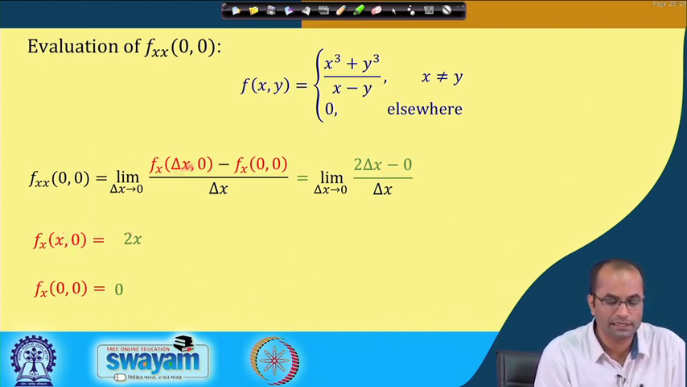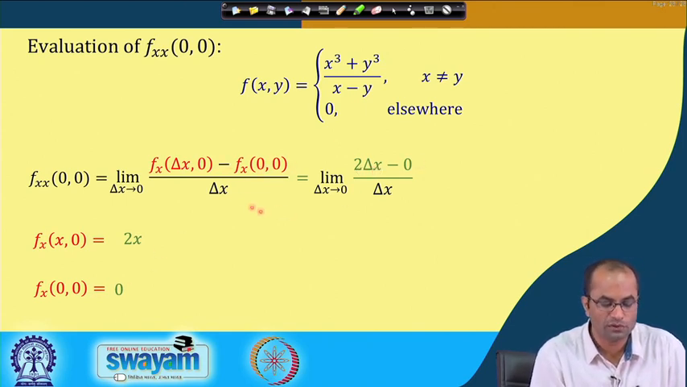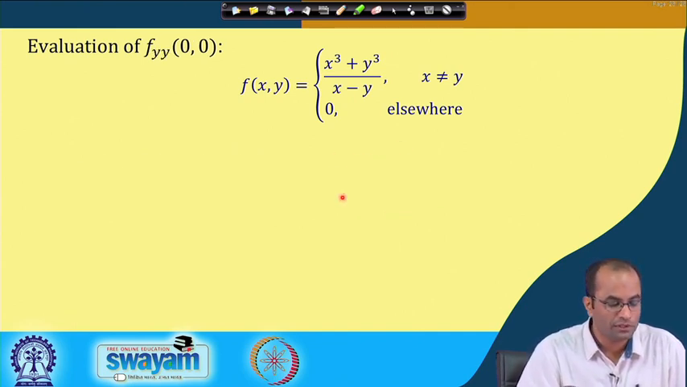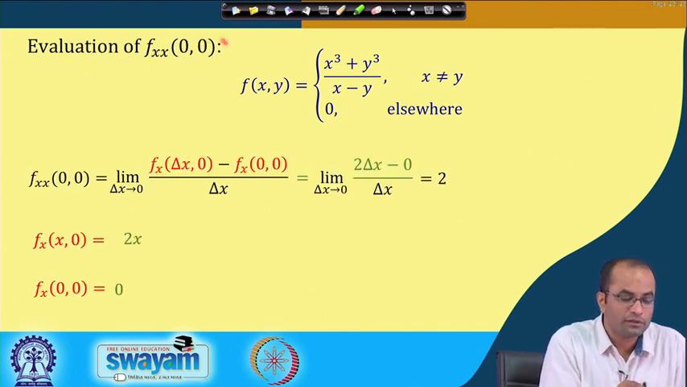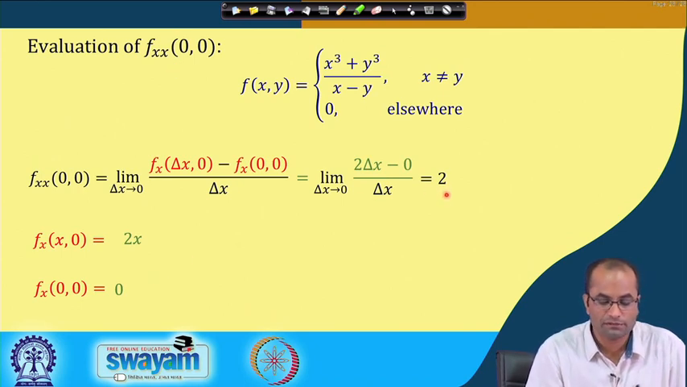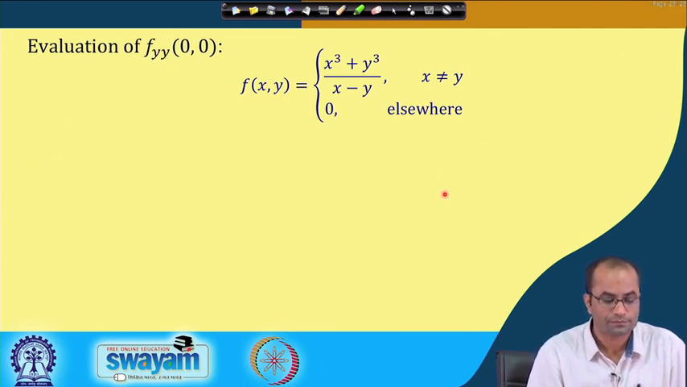Now, the result was f_x at point (x, 0) is 2 times x. So, here it is Δx: 2 times Δx minus f_x(0,0), which is 0, over Δx, and this value is 2. So, what we have seen is that the second order derivative with respect to x of this function is 2.